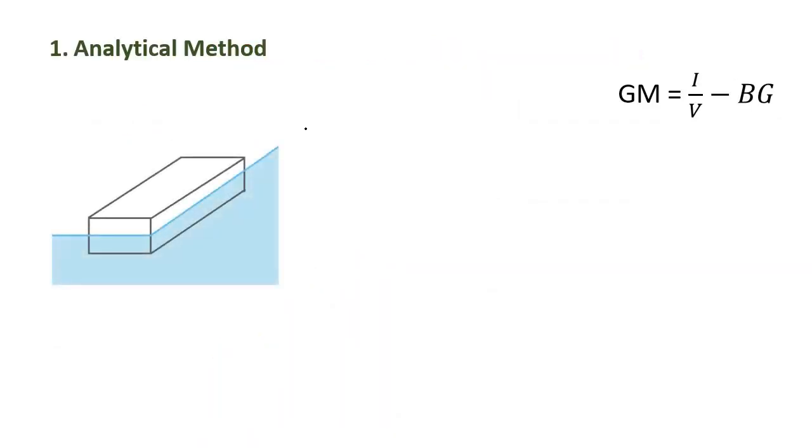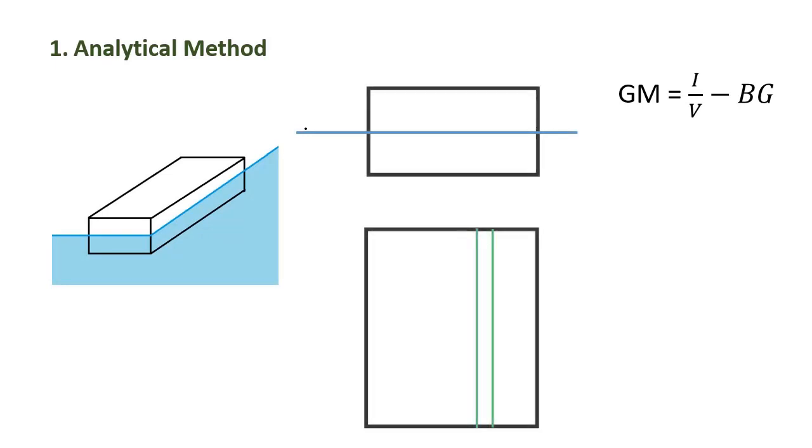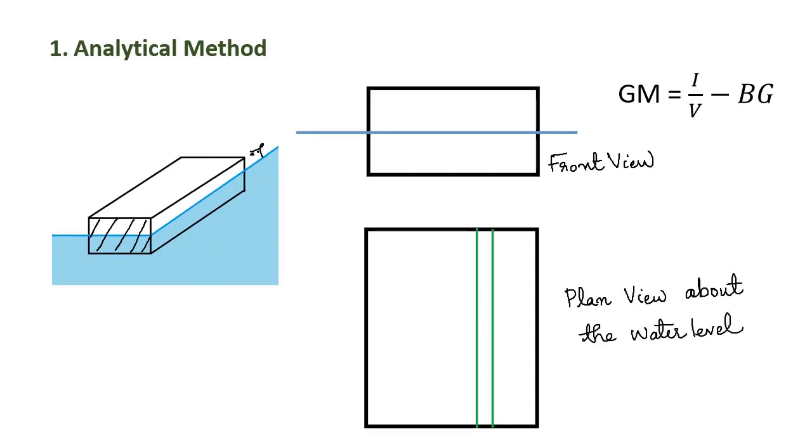Let us consider the same floating body, and I have drawn two different views of it. The first one shows the front view, drawn here as an enlarged figure. The second one is the plan view about the water level. When we cut this floating body along this water line and view from the top, we can see a figure like this. So this is the plan view about the water level.